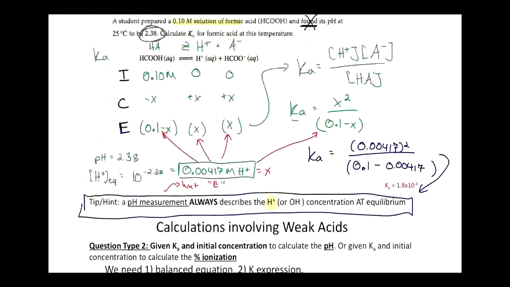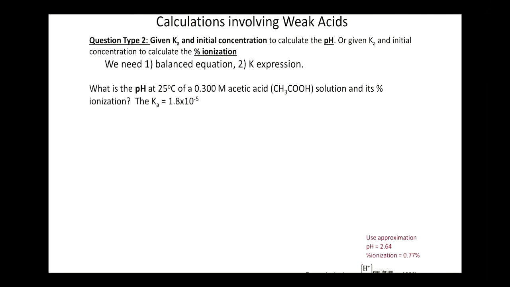So now let's move on to a type 2 ice table. This time, I'm giving you Ka, and I want you to tell me the pH of this solution. So again, what we need for this ice table, you always need the balanced equation and the K expression. Then you can build your ice table, plug in your known values. So the full question is, what is the pH at 25 degrees Celsius of a 0.3 acetic acid solution and its percent ionization? We'll do that one last. We'll do the pH first. But the idea here is let's calculate pH.